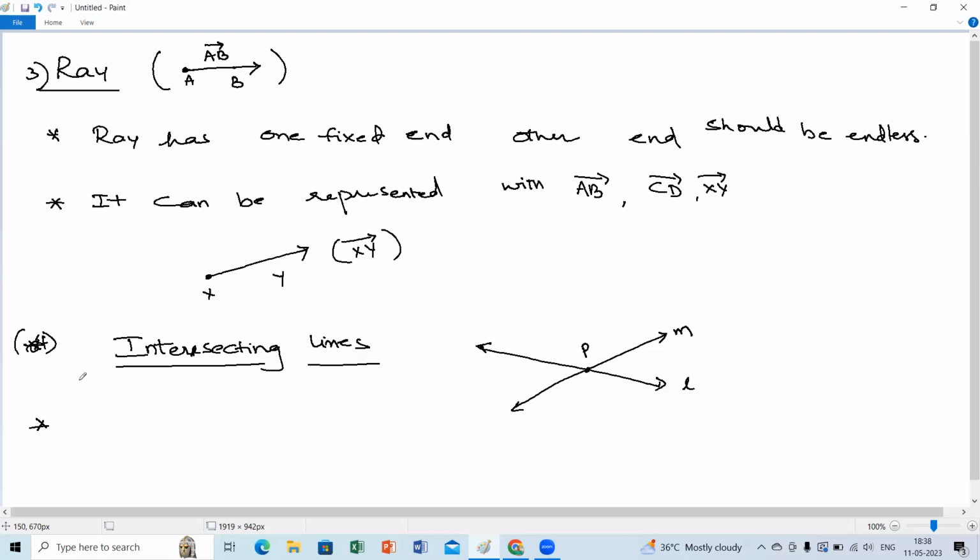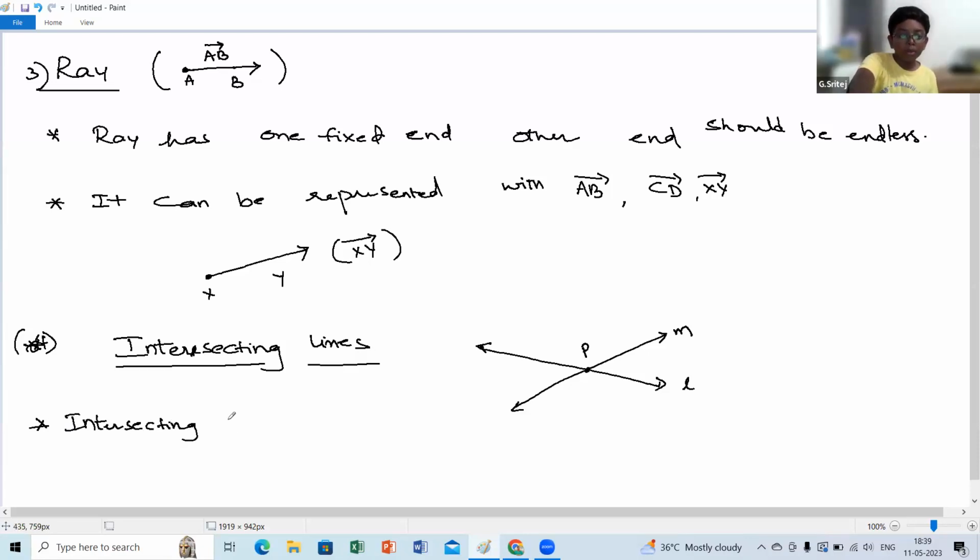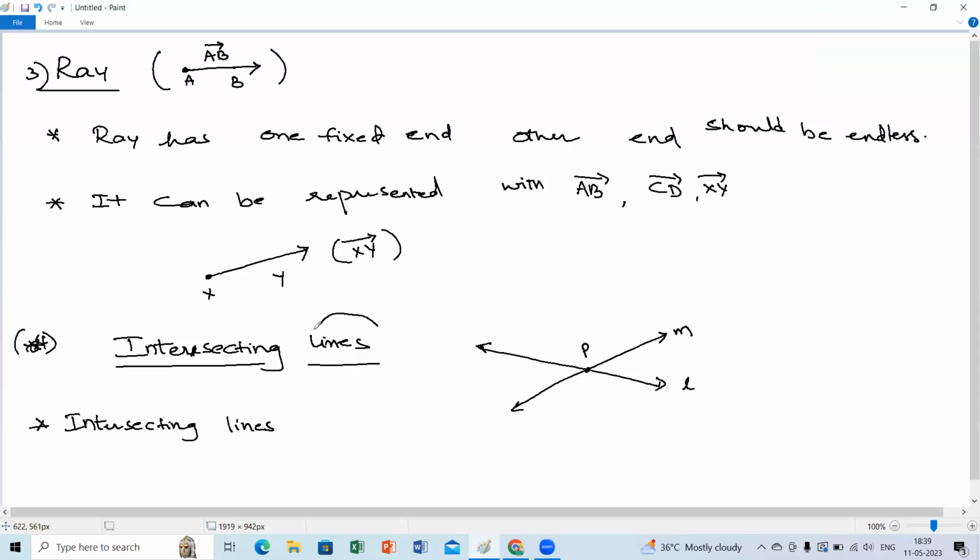Very good, Advika. They have a common point. Here, what is the common intersecting point? P. So P is called the intersecting point. Lines L and M are intersecting lines. Intersecting lines cross each other. And do intersecting lines have endpoints? No endpoints, because these are lines, right? Lines don't have any endpoints.